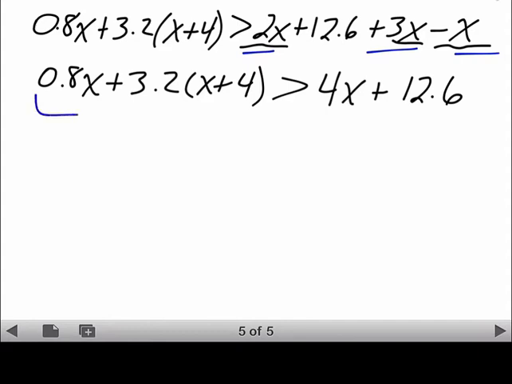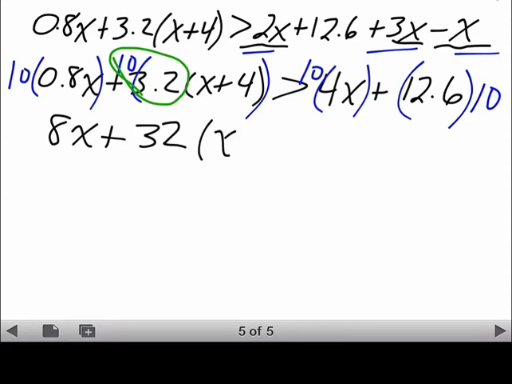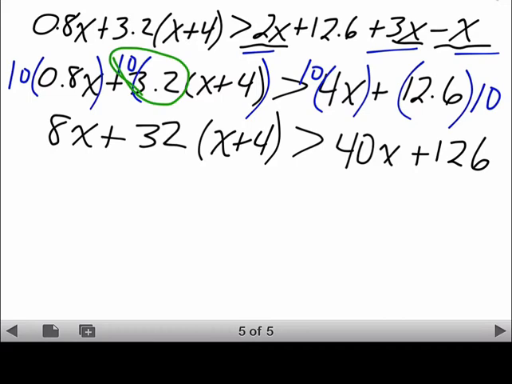Now again, we have two terms on the left-hand side and two terms on the right-hand side. And so when I multiply by 10, and I'm going to use parentheses so it doesn't confuse the decimals, I'm going to use 4/10. So we end up with 8x plus, okay, so 10 times 3.2 becomes 32. And that term has gotten the 10, so I'm not going to distribute that into the parentheses. It is greater than 40x plus 126.